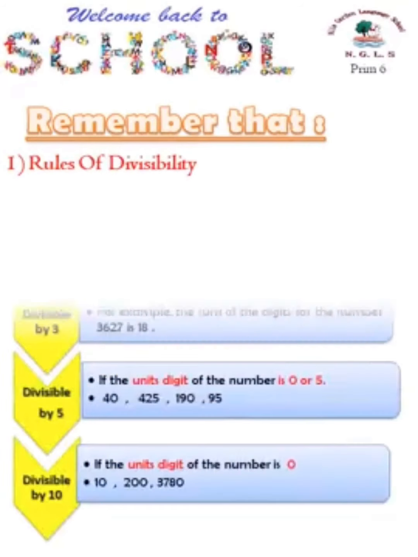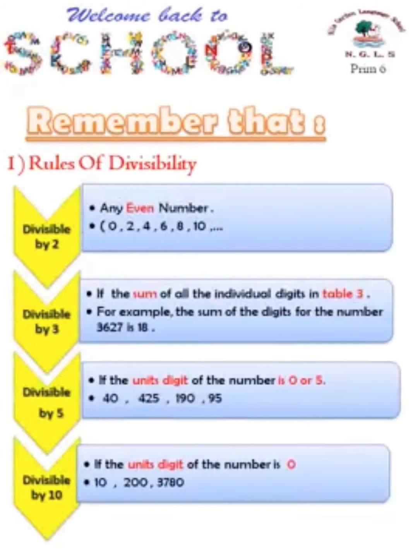Now, I will revise with you what you studied in Primary 5. Remember the rules of divisibility. You studied divisibility in Primary 4. If you remember, we said that any number is divisible by 2 if it is an even number. Any even number is divisible by 2.